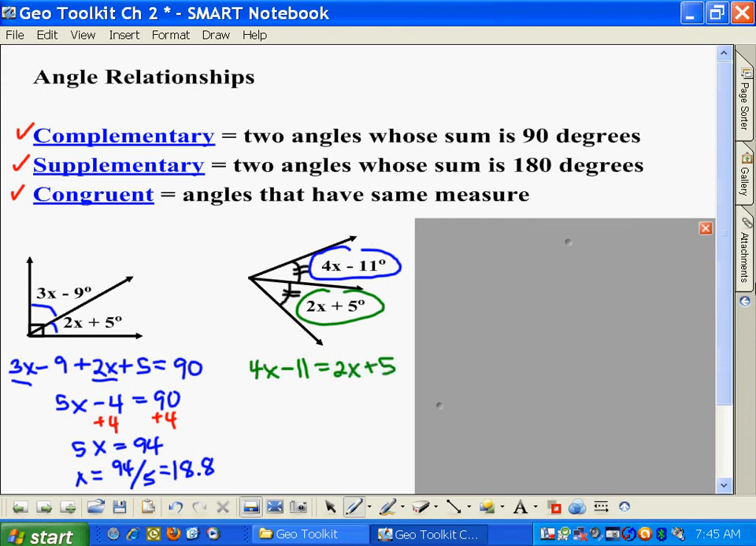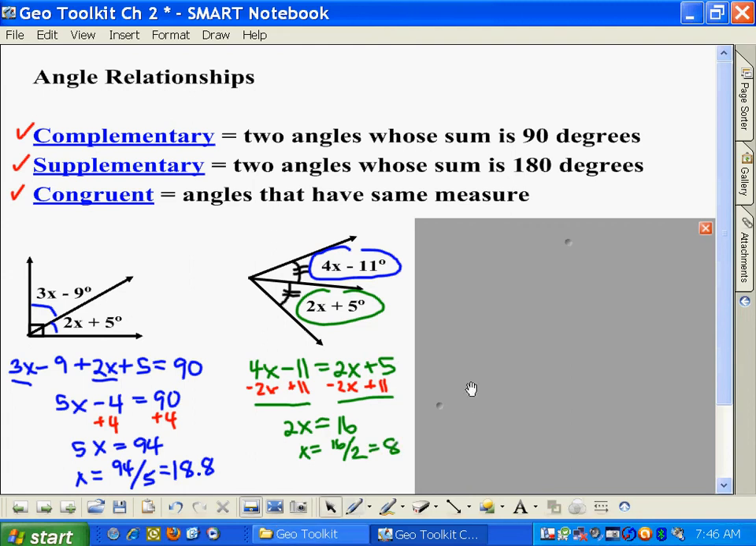To solve this, we're going to subtract 2x from both sides, and add 11 to both sides. When we simplify both sides, this becomes 2x. 5 plus 11 would be 16. Therefore, x equals 16 divided by 2, which is 8. So there's your answer there.